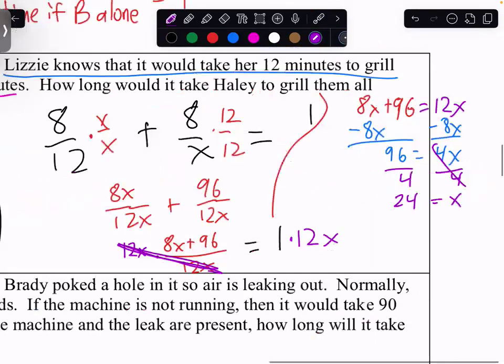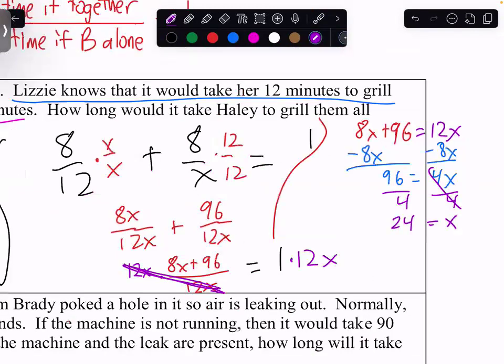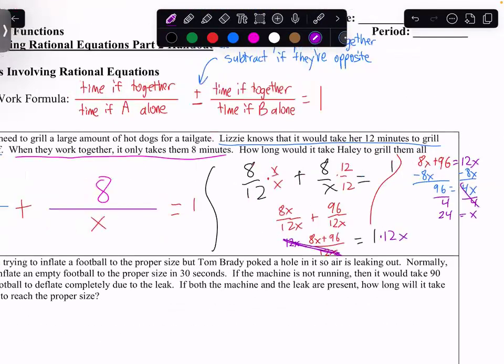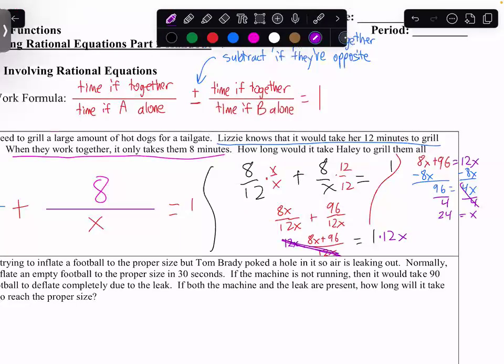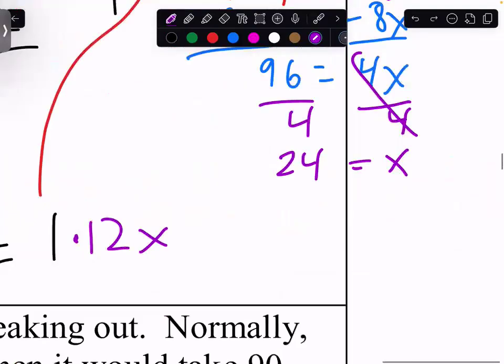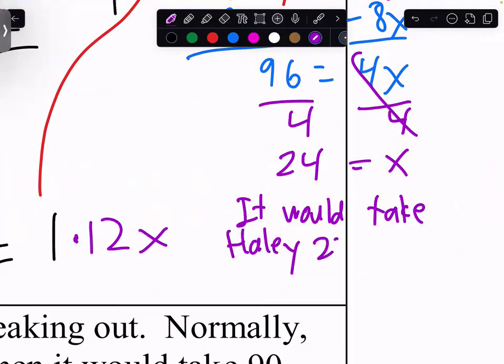And so for word problems, I'll be asking you to give your answer in a complete sentence to show that you understand what the numbers represent. So again, if you just write 24, that will not give you credit. What does the 24 represent? It represents the number of minutes it would take Haley to grill by herself. So something like, it would take Haley 24 minutes alone, right? That would be perfectly good.